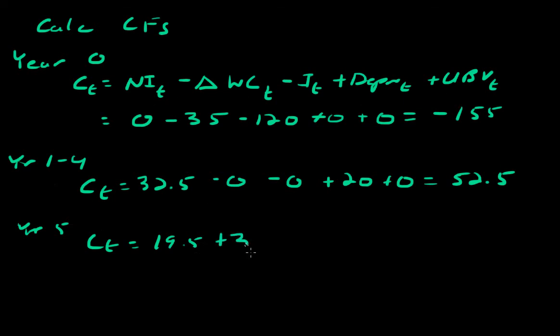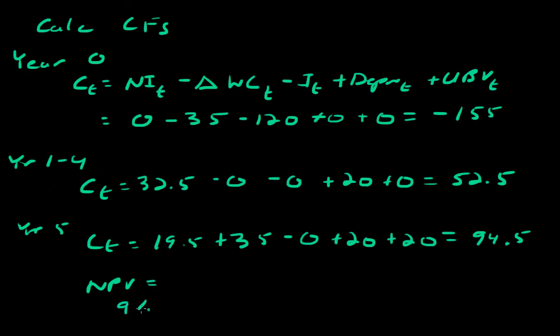We have the working capital that's released of 35. No more investment. We do have the depreciation, and we have that scrap sale. So we have depreciated book value that's exiting our books of 20. So our cash in year 5 is 94.5. If we take the NPV of these cash flows using 9%, we get 76.5, so $76,500. So that's the NPV. Since it's more than 0, we would, of course, accept.